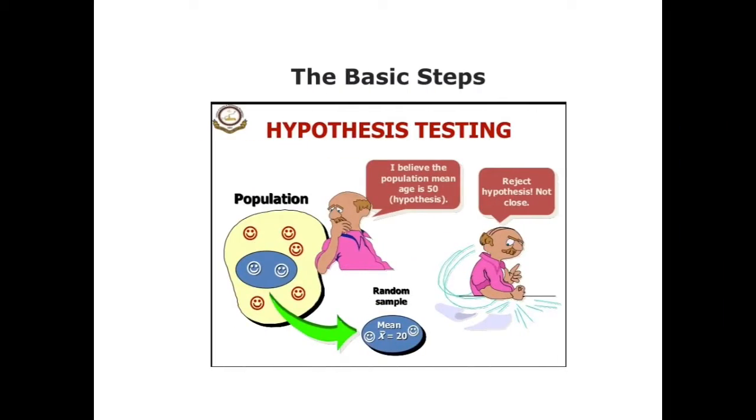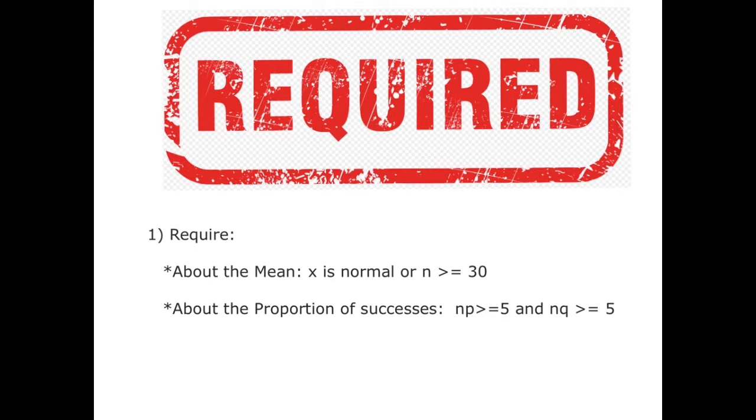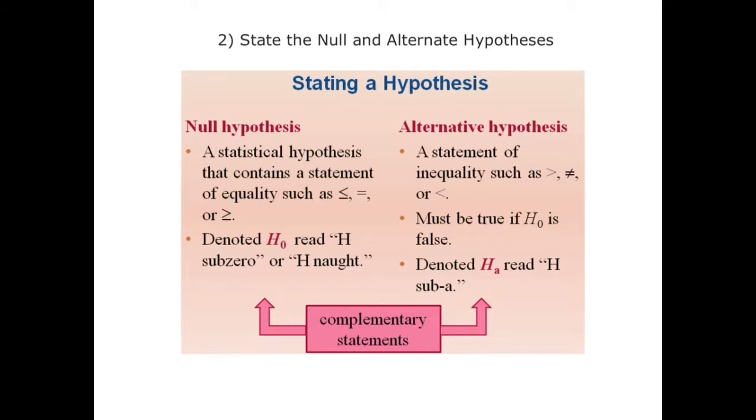Let's discuss the basic steps for performing a hypothesis test. Always check the requirements for the test that you are performing. The null hypothesis and the alternate hypothesis are complements. If the null is true, then the alternate is false, and vice versa. The null hypothesis basically says there is no effect. The alternate hypothesis says there is an effect.